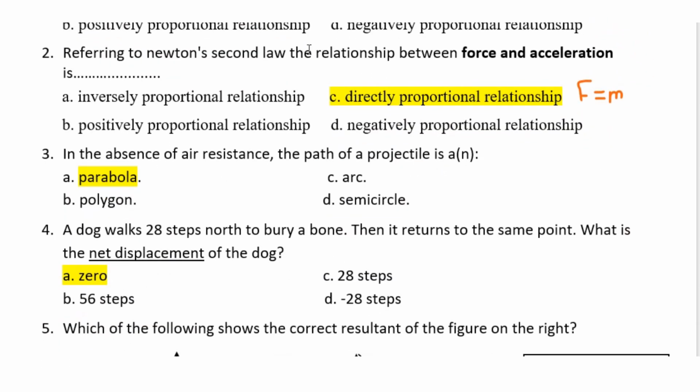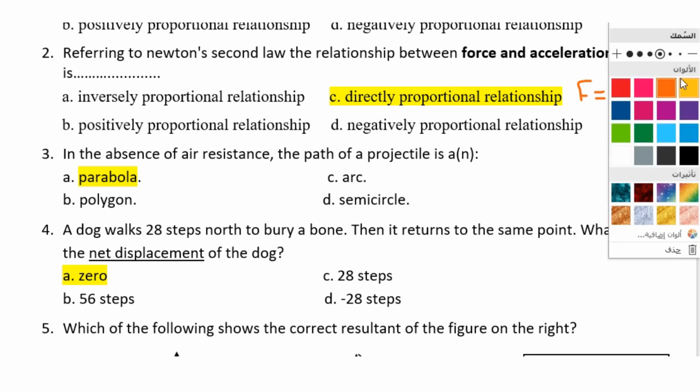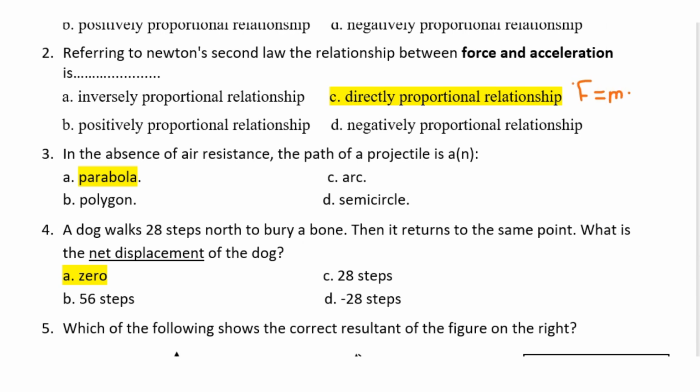Referring to Newton's second law, the relationship between force and mass. F equal what? F equal m times A. So the relationship between force and mass, direct relationship. So directly proportional relationship. In the absence of air resistance, the path of a projectile is a parabola.